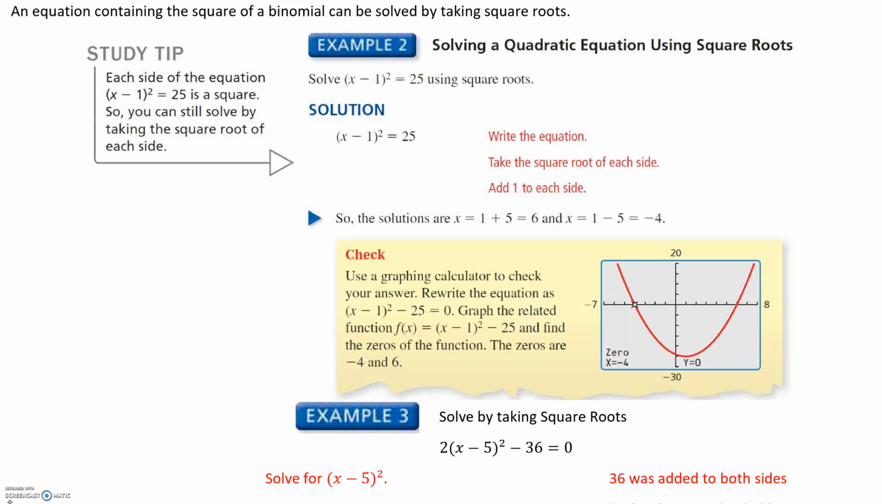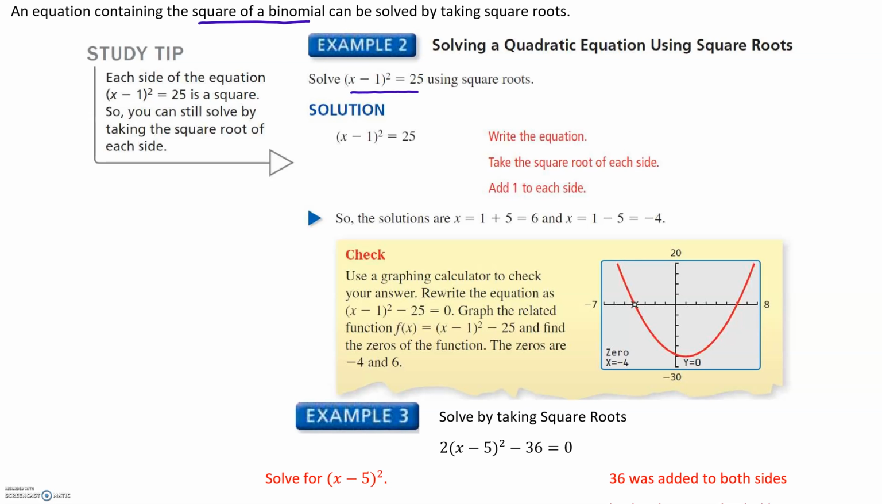All right, in this video, we're going to expand this idea. So what we're going to talk about is the fact that an equation that contains a square of a binomial can be solved using the square root process as well. So in example 2, we have this equation that we're going to solve using square roots.